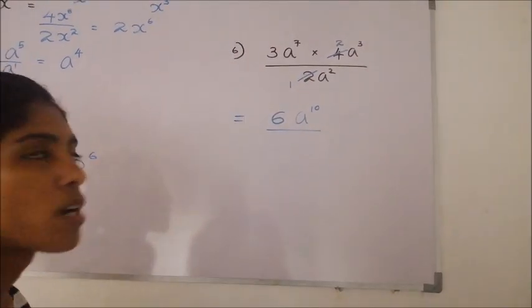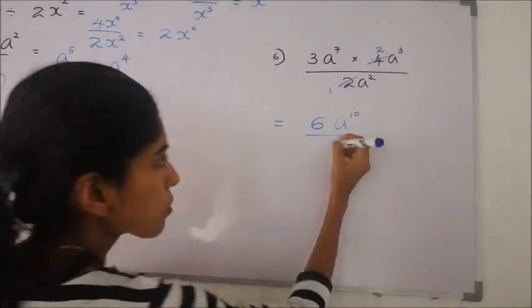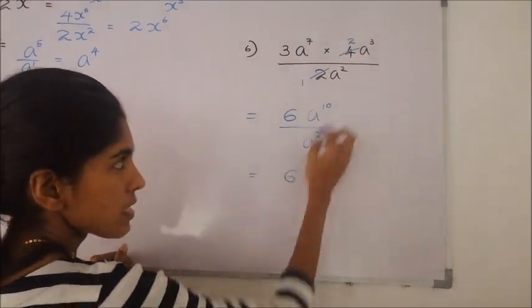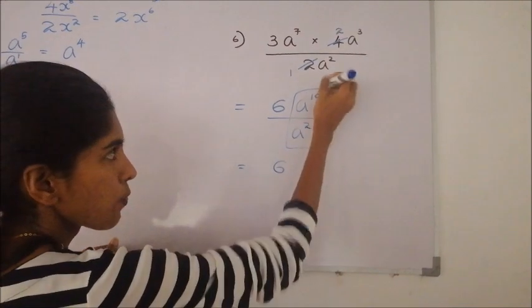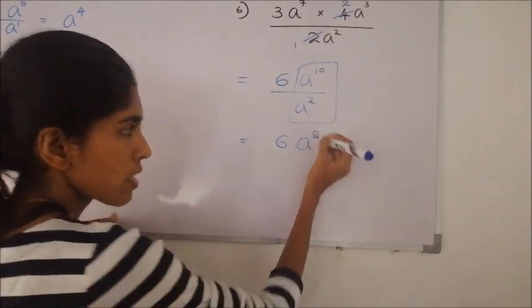As the denominator, what is remaining? No need to write this 1. A to the power 2 is remaining there. Right. 6 can be written as it is. We can simplify these two. A to the power from 10 subtract 2, 8 is coming.